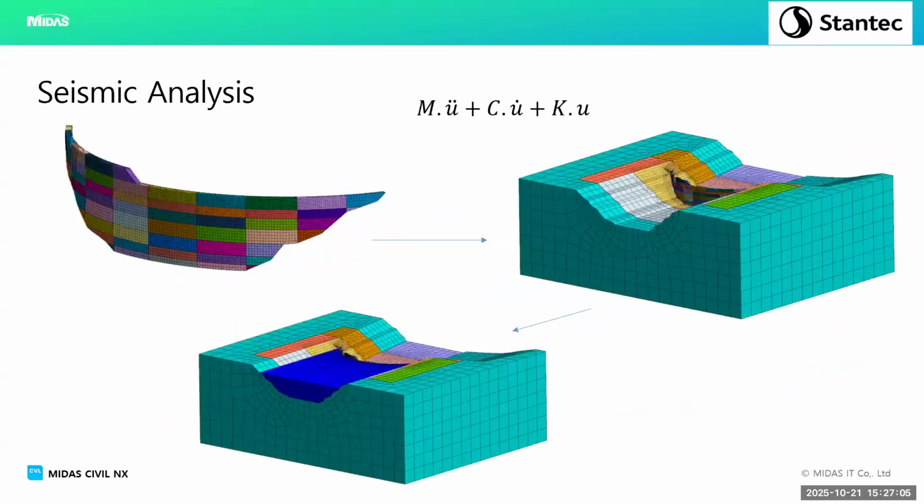Now, in terms of the interfaces, we have the dam, we have the foundation, and we have the reservoir that we put in there, the sloshing elements. What I haven't shown there is the free field elements that do also come on.